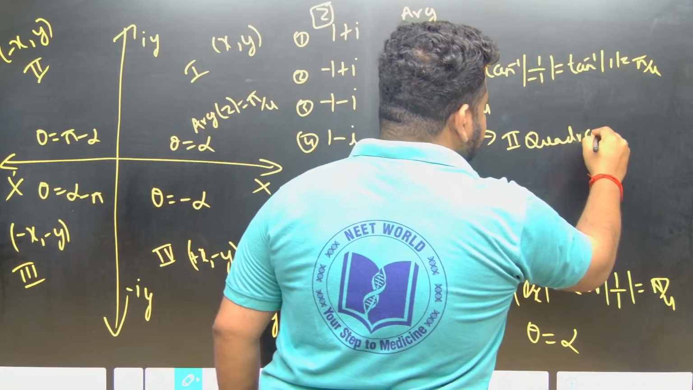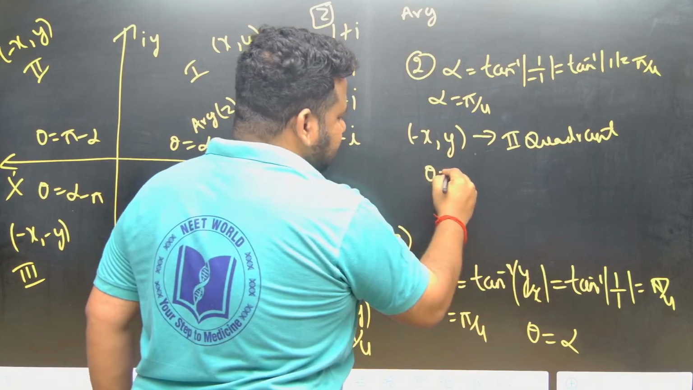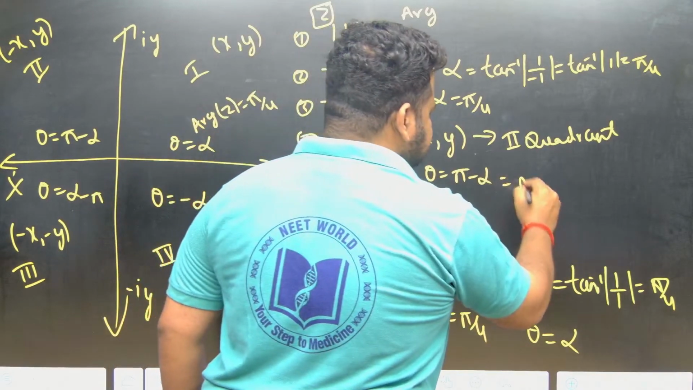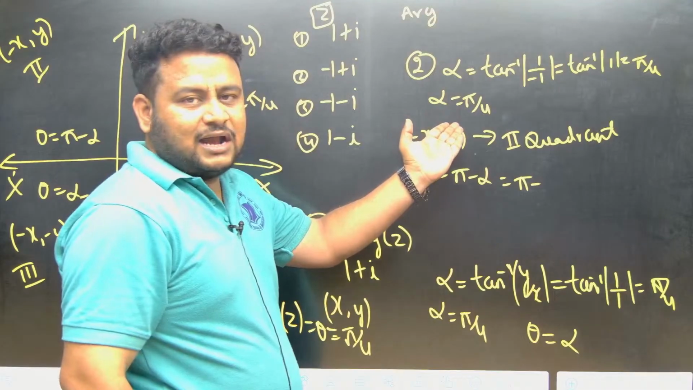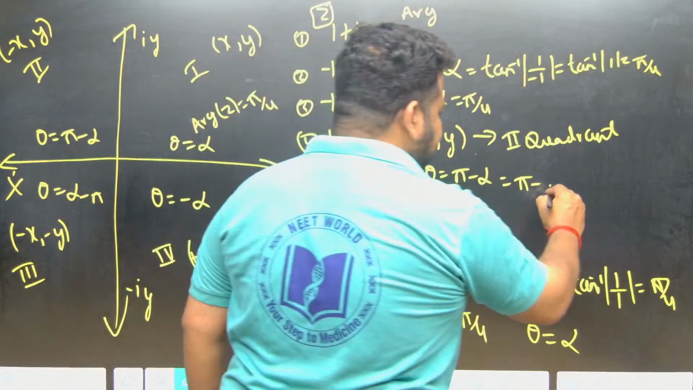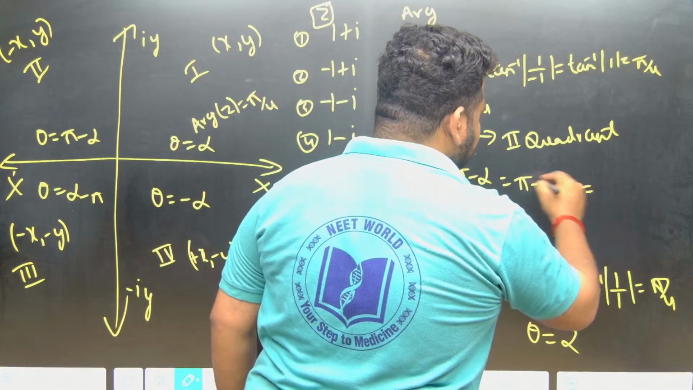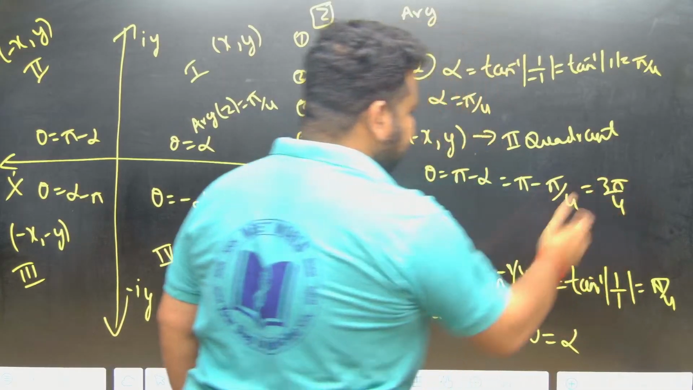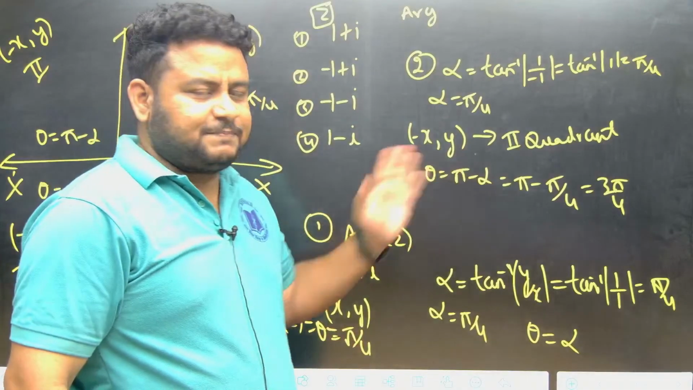In the second quadrant, what is the value of theta? Theta will be equal to pi minus alpha. The alpha value we got is pi by 4. So pi minus pi by 4, that is 4 pi minus pi, which is 3 pi by 4. So that is theta, 3 pi by 4.